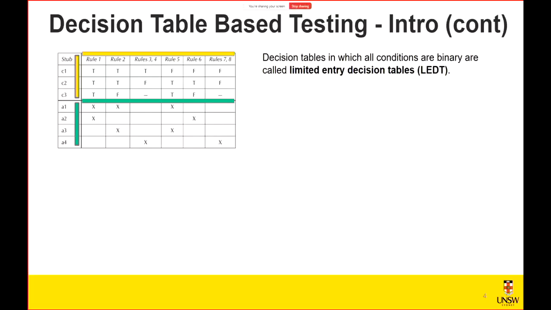And there are 2 variations of decision tables. So in this example here, it is considered as a limited entry decision table because all the conditions here can take only binary values, where each condition could be either true or false. So you can imagine the conditions as whether, for example, parameter x is smaller than 10 or not, so it's either true or false. So this is limited entry decision tables.